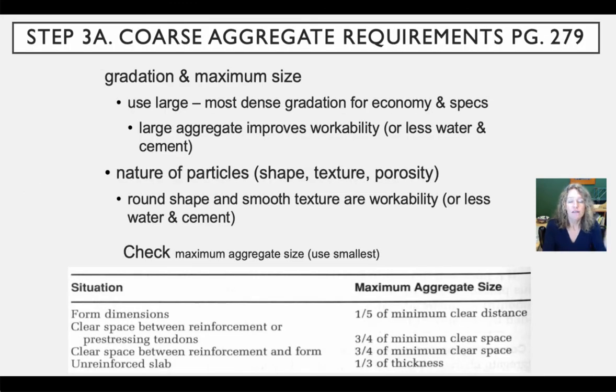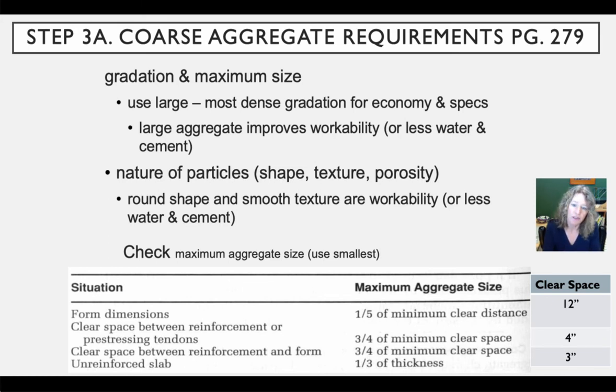So obviously the larger size aggregate we pick, the less cement we need, because the aggregate takes up more volume, and that then brings our costs down. But we do have to fit into the spacing. You'll find this table on page 279. Our form dimensions, in our case, is our slab thickness. And so we need 1/5 of that minimum clear distance. Our clear space is 12 inches, so it would be 1/5 of 12, 2.4 inches.